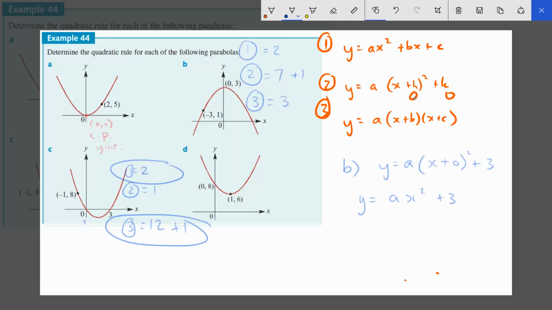So your factors here should be x, and the factors for this one should be x minus 3. You don't know what a is, but they gave you another coordinate to sub in to find a. See what I'm doing there? Okay, so I'm choosing based on the information I'm given, number of x-intercepts, where they give me a turning point. This has no turning point, so I wouldn't use number 2. Okay? Let's have a little last one.